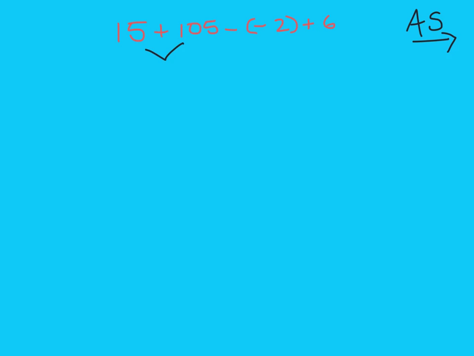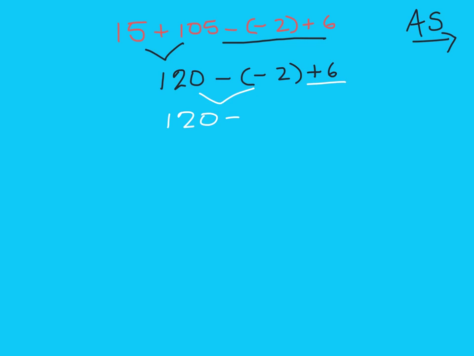So the first thing I get to is 15 plus 105. That's easy because 15 plus 5 is 20. There's another 100 there, so it's 120 minus -2 plus 6. Now, don't forget, we're looking at 120 minus a negative, so that means I get to do the math cha-cha-cha. So that's stay, change, cha-cha-cha. Don't forget to cha-cha-cha or you'll get it wrong.